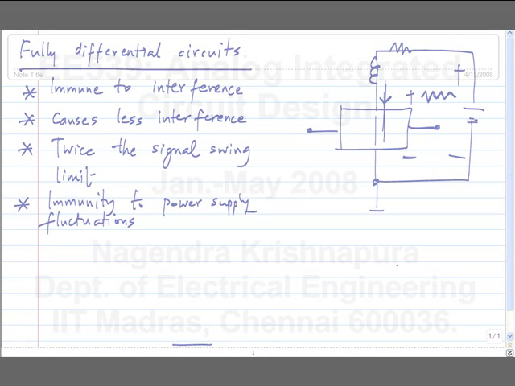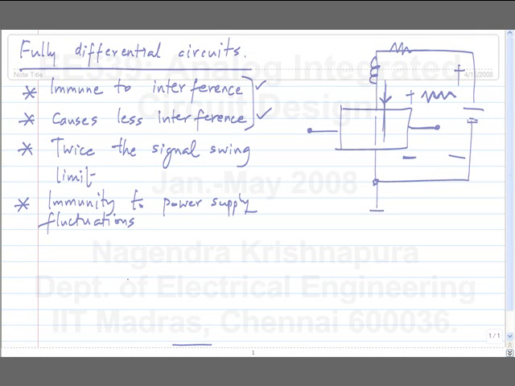So exactly like these two are general. A particular case of interference is a power supply fluctuation. So fully differential circuits cause less power supply fluctuation and also are less affected by it. These are all the motivating factors to go to fully differential circuits. What we'll do next is to go and turn our op amp into a fully differential op amp.